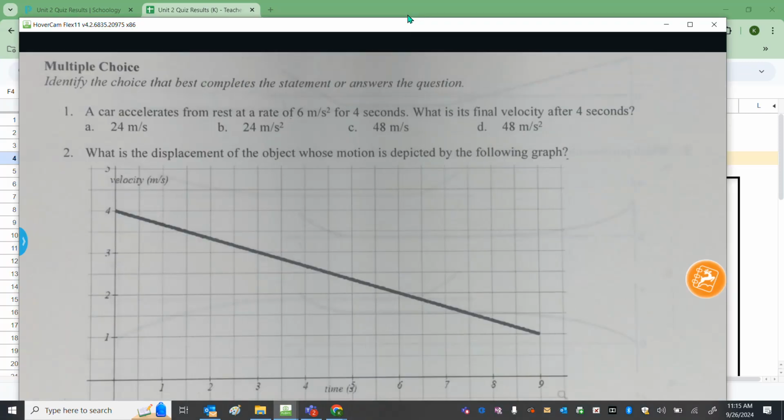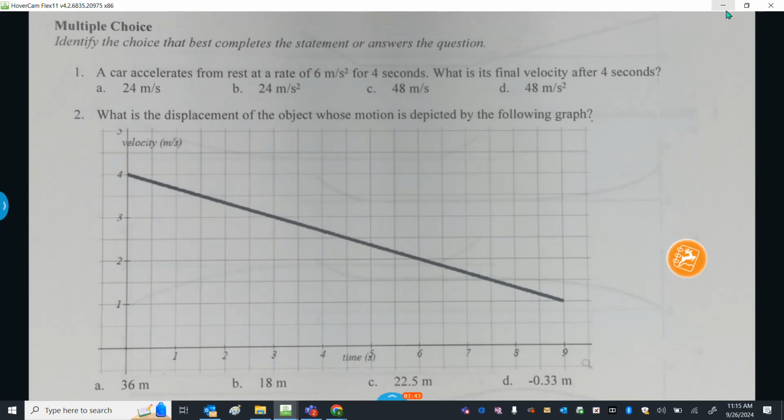All right, so I am going to work through Form A with you, and so that's what I have on my screen right now. If you did not take Form A, you still have the same questions, they're just in a different order.